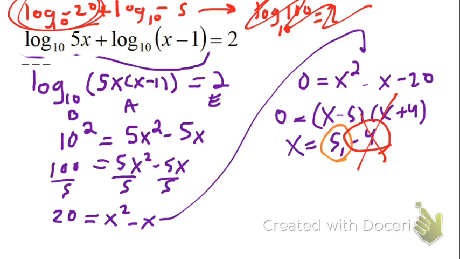So just always check your work. And without a calculator, the best you could do is just see if there's a domain restriction. And so we get x is equal to 5. And I believe that's it.